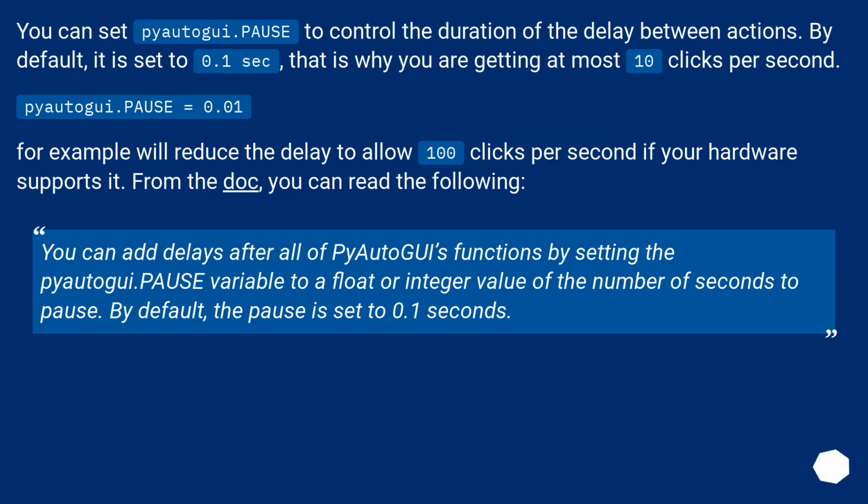From the doc, you can read the following. You can add delays after all of pyautogui's functions by setting the pyautogui.PAUSE variable to a float or integer value of the number of seconds to pause. By default, the pause is set to 0.1 seconds.